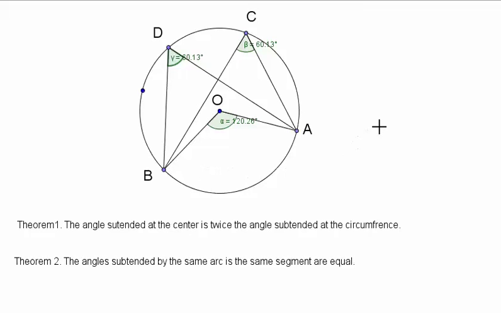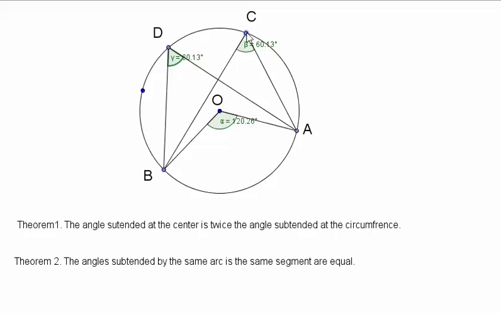Okay, let us look at the second one. The angles subtended by the same arc in the same segment are equal. Now, just looking at the diagram here, we have the arc AB again, and there are two angles subtended on the circumference in that same segment, which are C and D. And we have found them to be equal. But let us look at another situation to solidify that theorem.